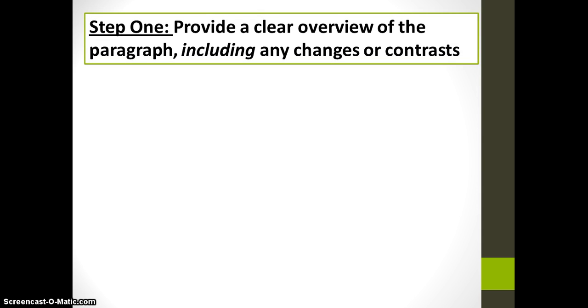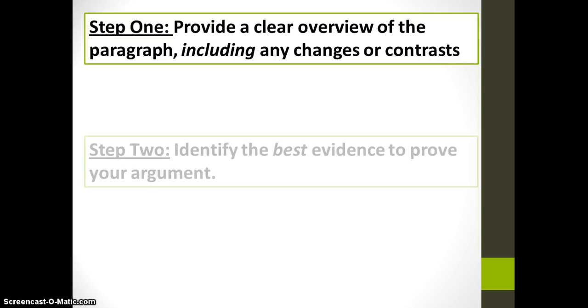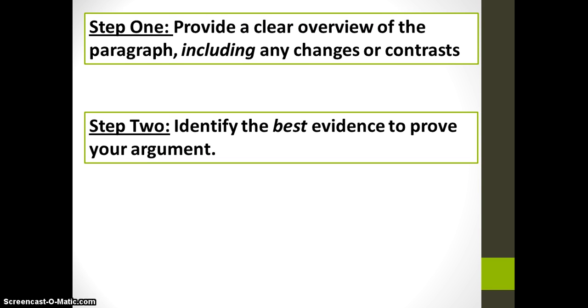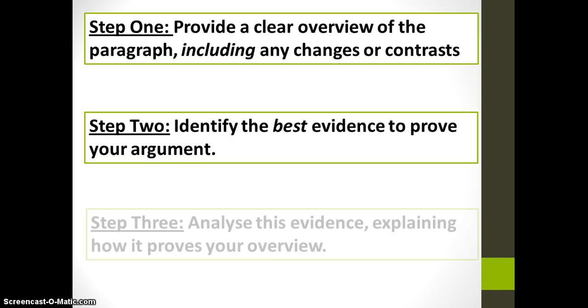Okay, so just to recap what we've been talking about. Step 1, provide a clear overview. So read your paragraph. Make sure you know about the main effects the writer is trying to create, and that it might include a contrast or a change, and it often does. Step 2, identify the best evidence to prove your argument. So make sure that you can pick the best words to link back to your overview. Remember, you're not going to be able to comment on every word in that paragraph. You should be picking the most interesting phrases, the images, and the words to help prove your overview.